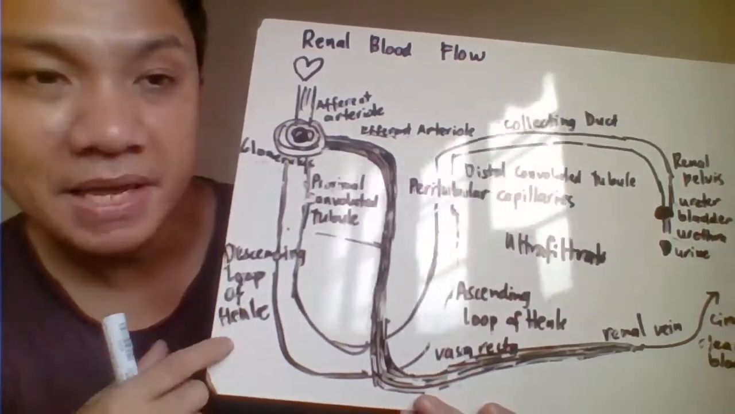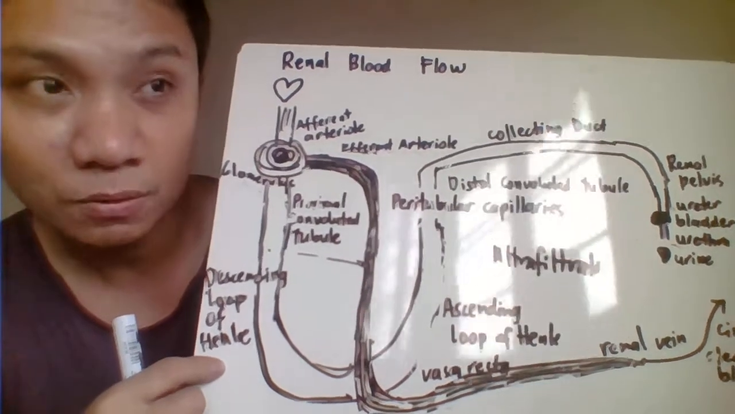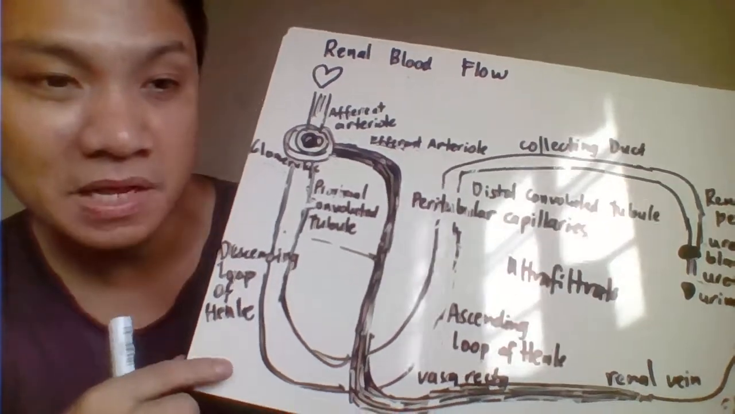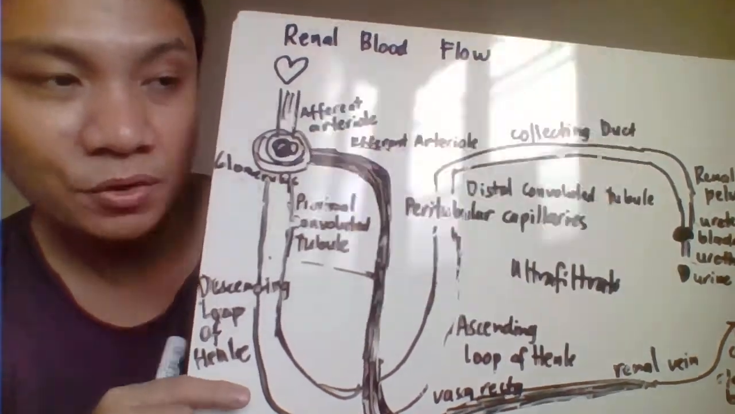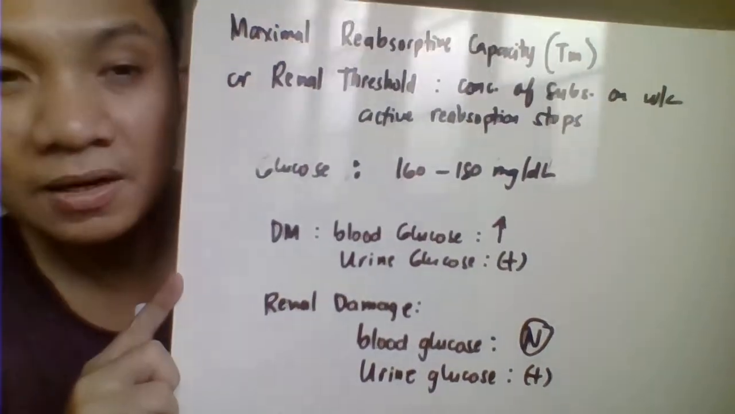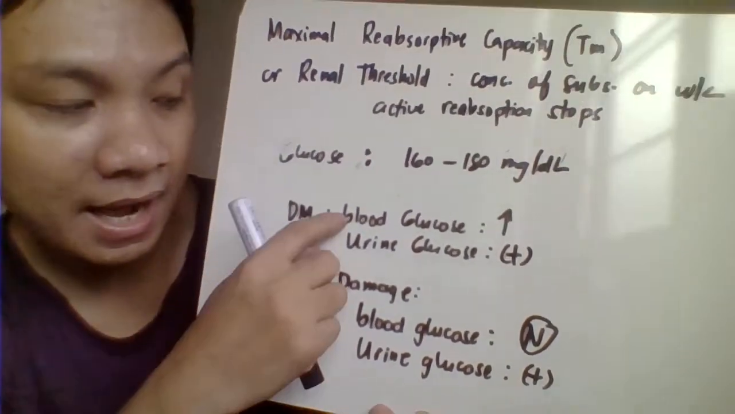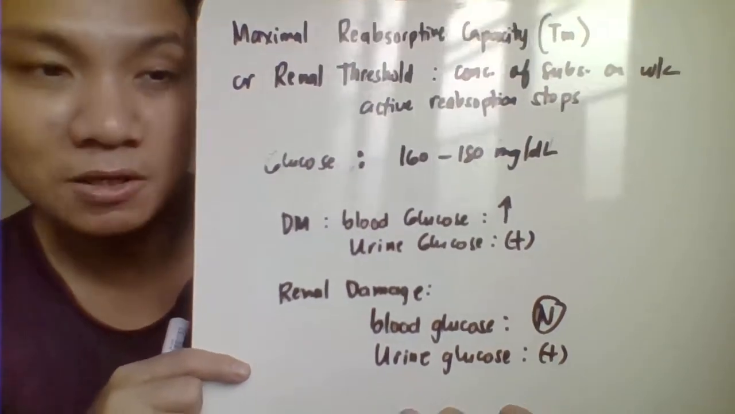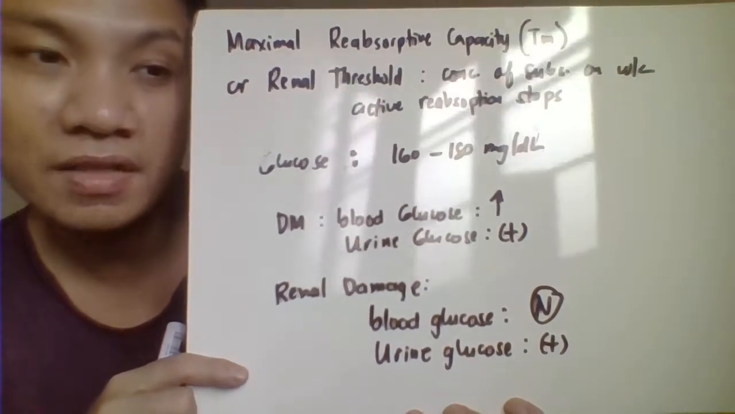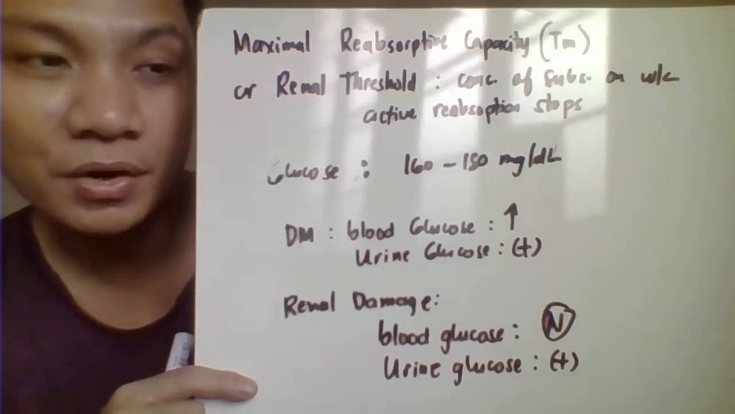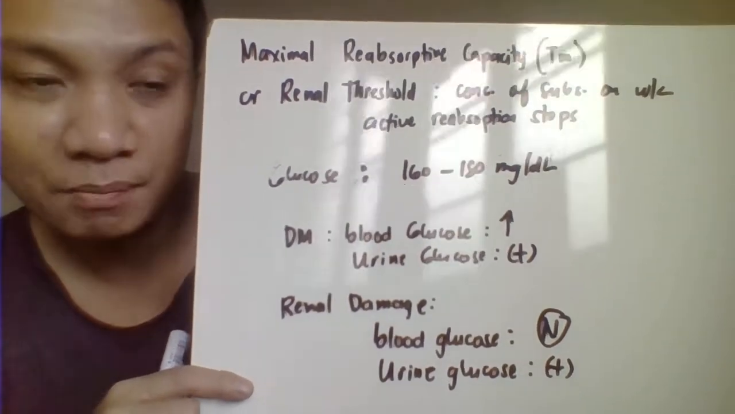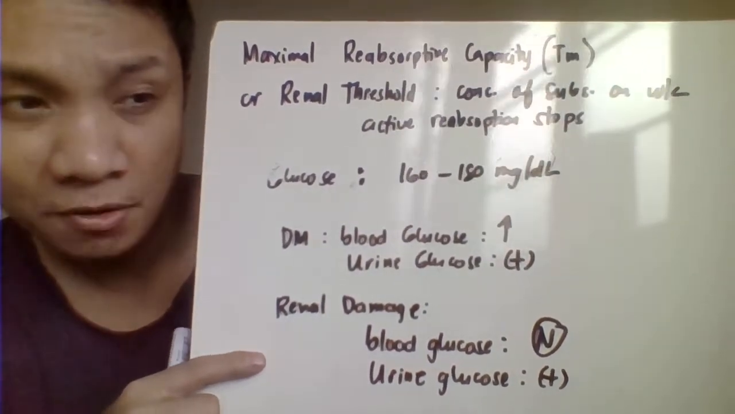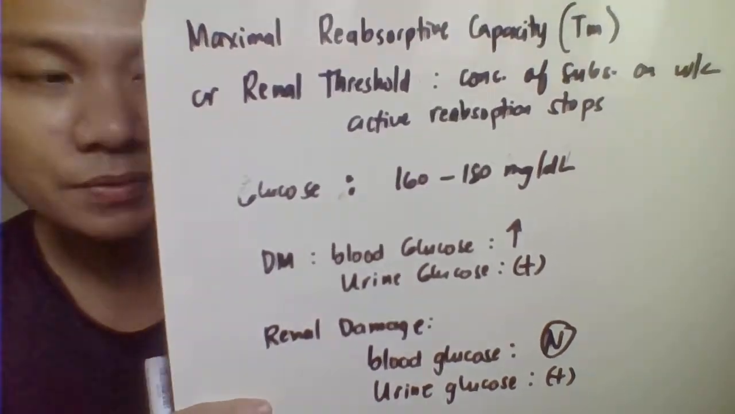Pag tinest mo ang ihi ng patient natin, positive siya sa glucose, because that's already beyond the maximal reabsorptive capacity. So kung yun ang findings mo, ang blood glucose na mataas, tapos ang urine glucose na mataas, we are suspecting that the patient has diabetes mellitus, because of the overflow of the concentration of the glucose more than what the proximal convoluted tubules are capable of reabsorbing.